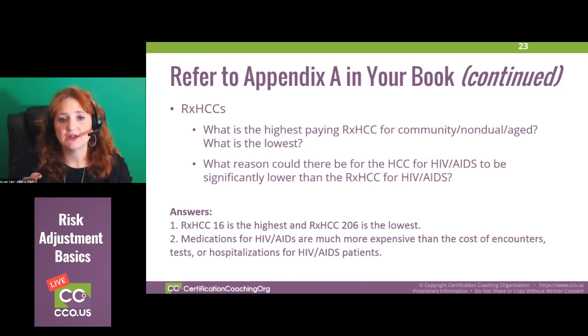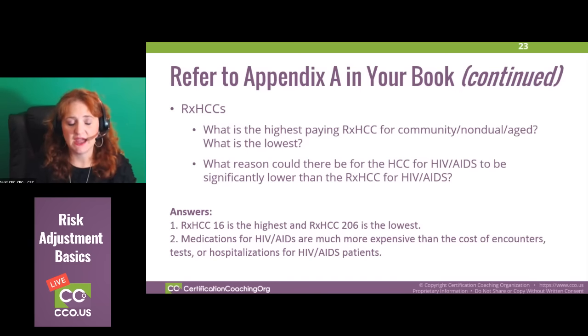So you need to go in and look at the HCCs, the RxHCC model, and see what a 16 is and what a 206 is. Now, the next question, what reason could there be for an HCC for HIV/AIDS to be significantly higher than the RxHCC for HIV and AIDS? It's the medications are just so expensive, okay? And then the cost for both the encounters, the tests, and stuff like that, and hospitalizations for a patient. So an RxHCC is very expensive, but they're very expensive.